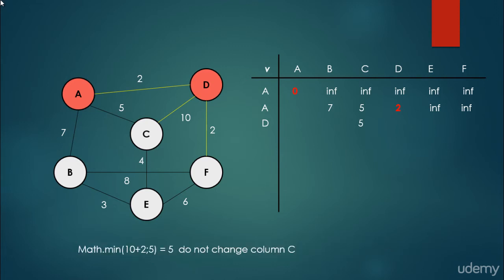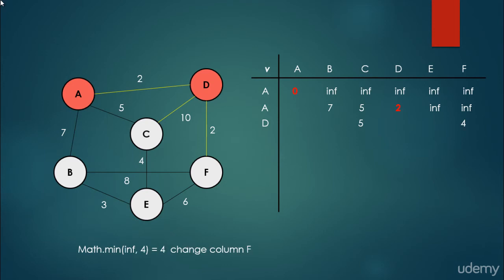So for example, we calculate the minimum between 10 plus 2 and 5, because 5 is what we know for certain: so far from A to C, the shortest path is 5. But if we are standing at node D, it takes 2 to get to D, and it costs 10 to get from D to C. So we have to calculate whether 10 plus 2 is smaller than 5. It is not smaller, so we do not change the column C. It's going to remain 5.